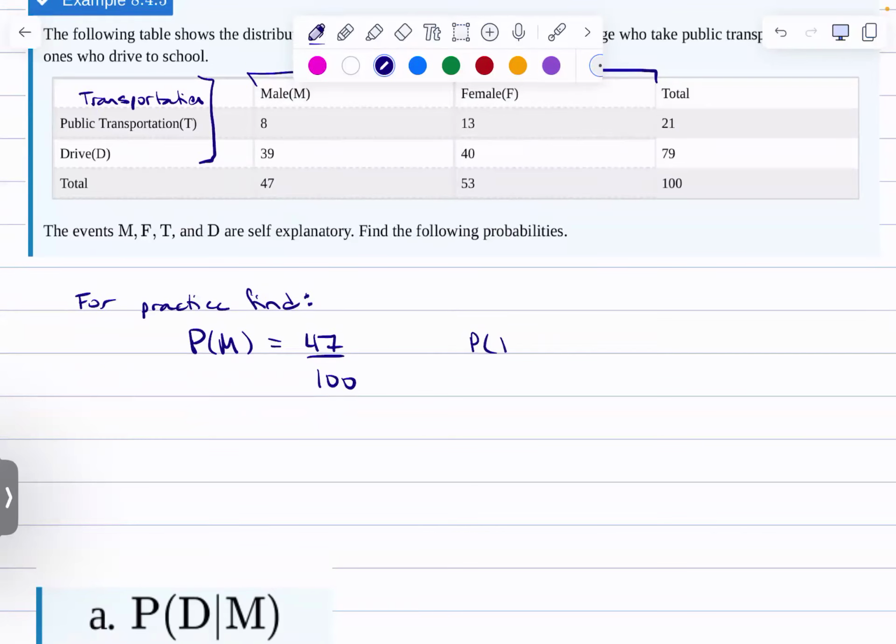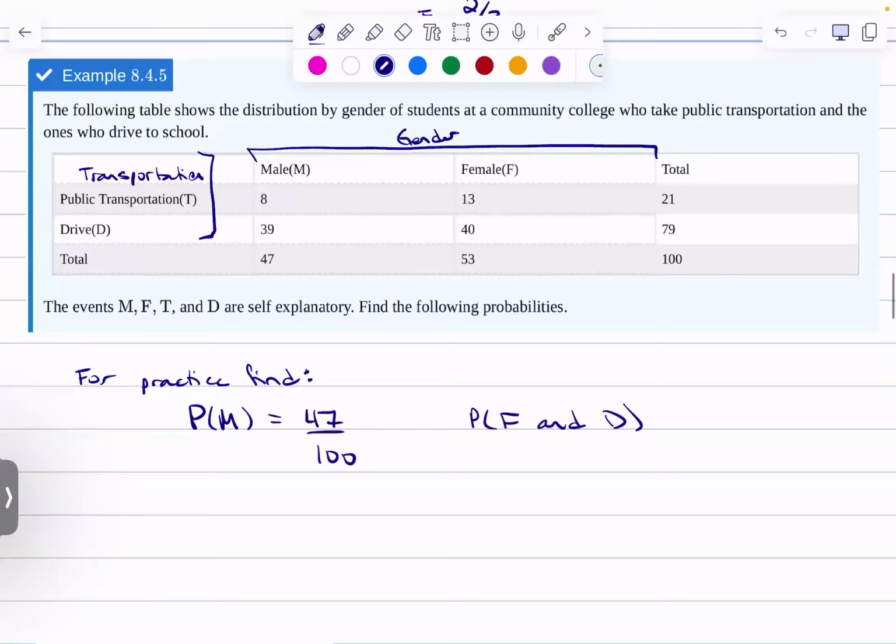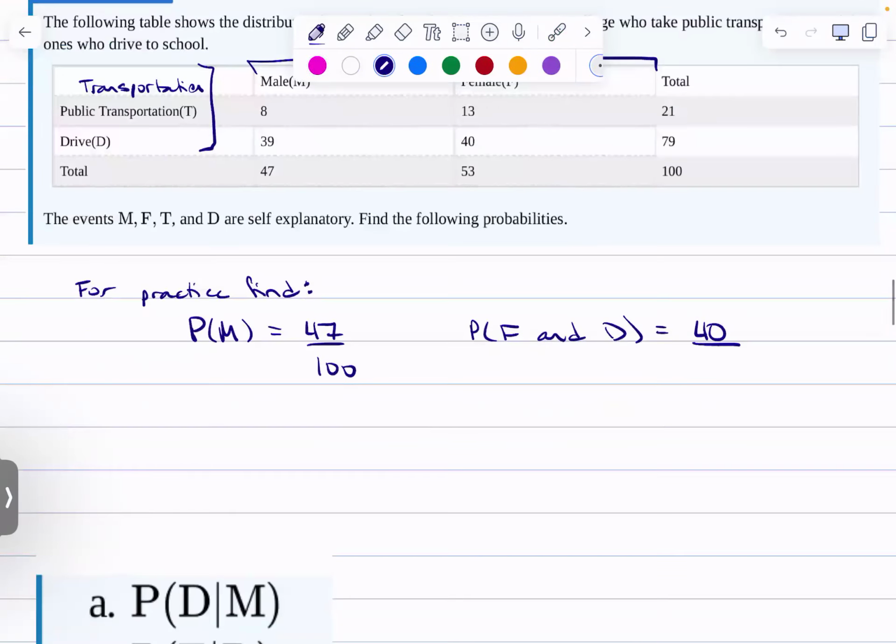What if we want to find the probability of F and D? So female, and they drove to school. That's this overlapping region, right, of 40. And so we have a count of 40 out of 100.